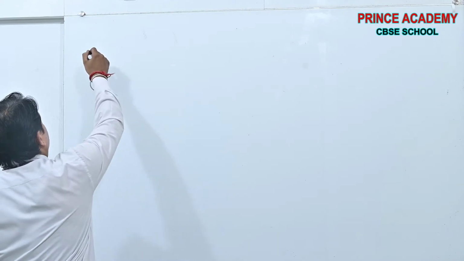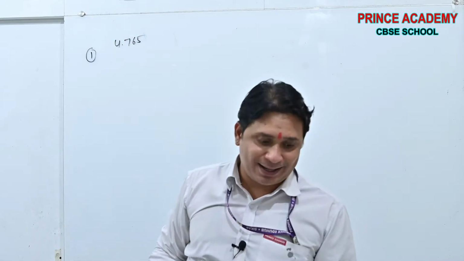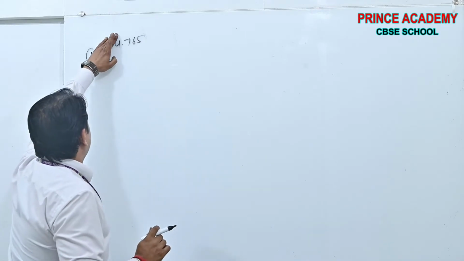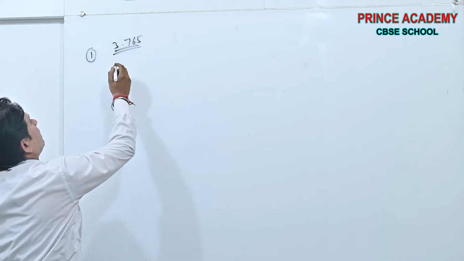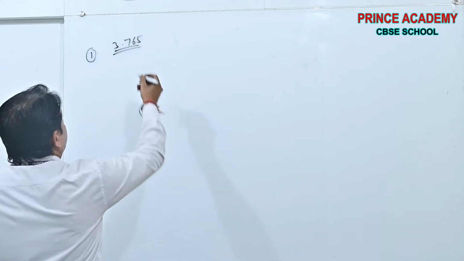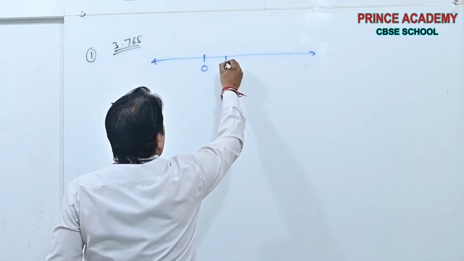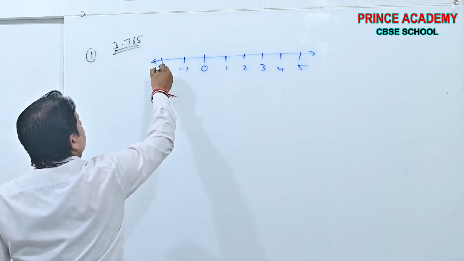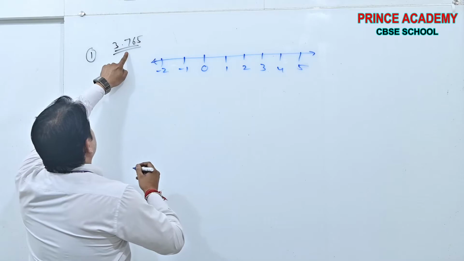See, question number 1. 4.765, is it there? No? 4.765 or 3.765? I do not remember. 3.765, okay. 3.765. First you can see this number is between 3 and 4, and then we will move further. Okay, see. Initially you make the number line like this. 0, 1, 2, 3, 4, 5, minus 1, minus 2. Yes or no? That's it. This number is in between 3 and 4.